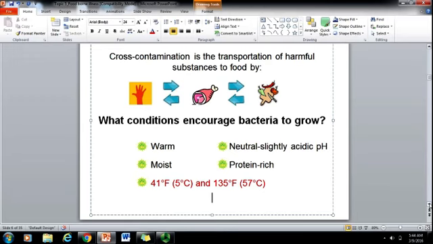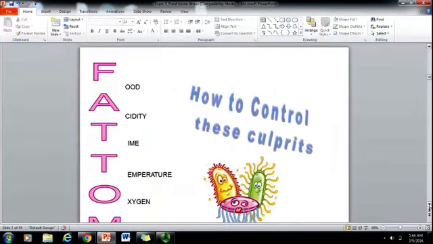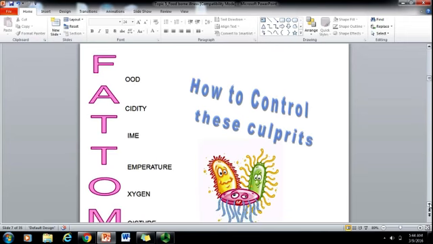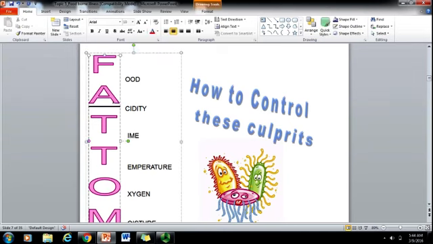So actually, if I summarize, we have six factors of bacterial growth. I summarize them in the acronym FATTOM. The first F stands for food, A for acidity, T for time, T for temperature, O for oxygen, and M for moisture. Let us go one by one through these letters.